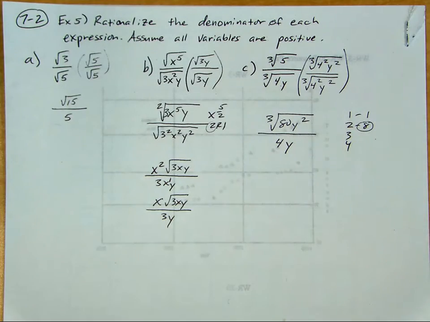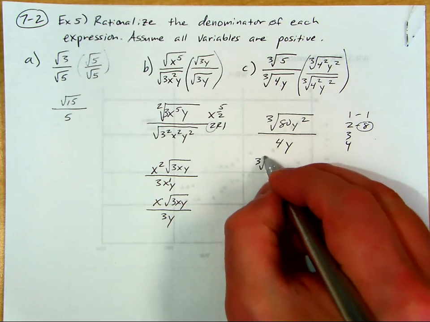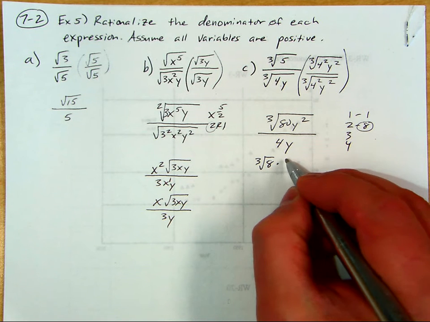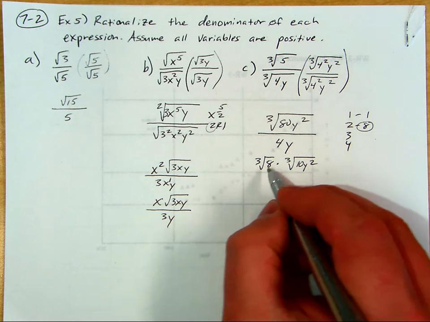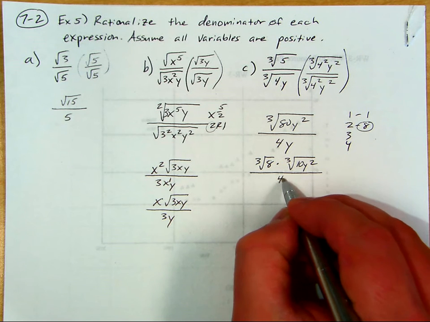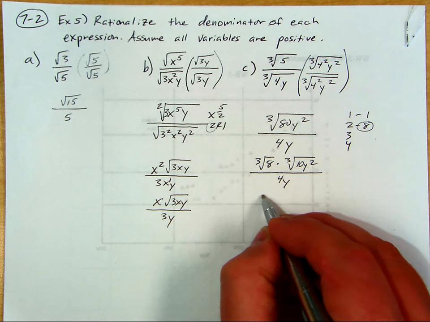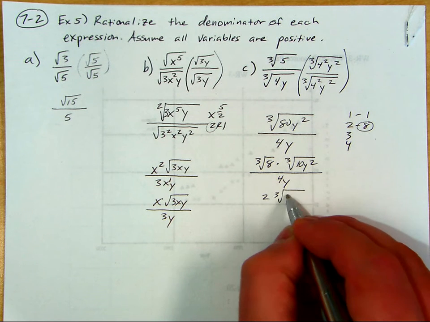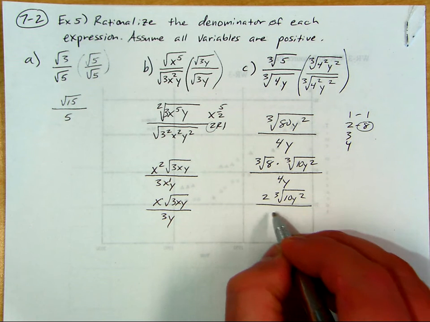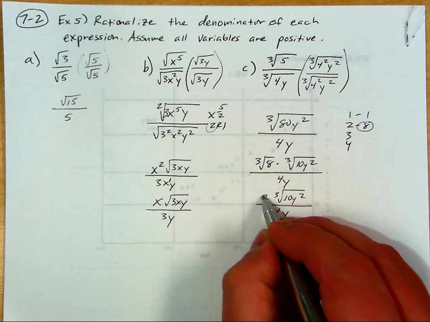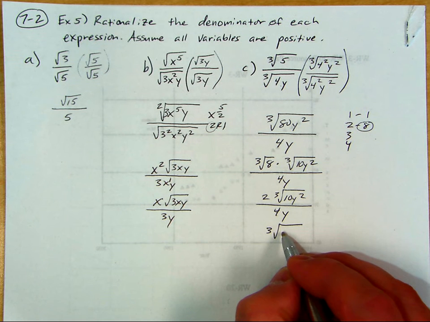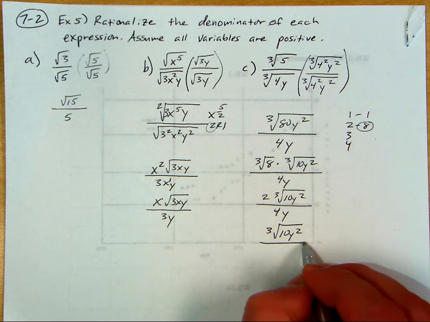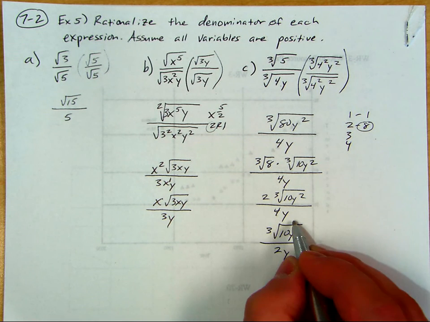So we can break this up into the cube root of 8 times the cube root of 10y squared all over 4y. The cube root of 8 is 2. 10y squared over 4y, and then 2 goes into 4 one time. So we're just left with cube root of 10y squared over 2y. Wow.